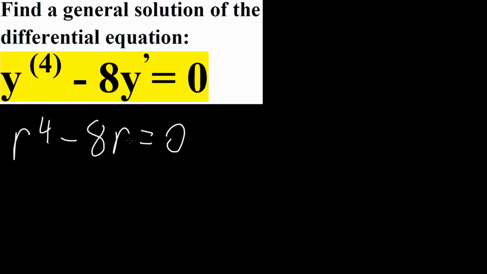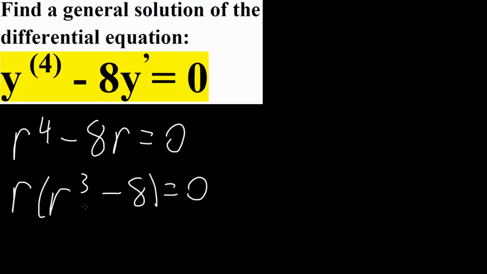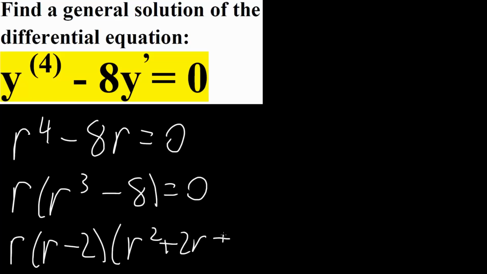We can factor out an r, and so we would get r parentheses r cubed minus 8 is equal to 0. R cubed minus 8 can actually be factored, so we would get r parentheses r minus 2 parentheses r squared plus 2r plus 4 is equal to 0. And so the next thing is we want to know the roots. So what value of r can we get 0?